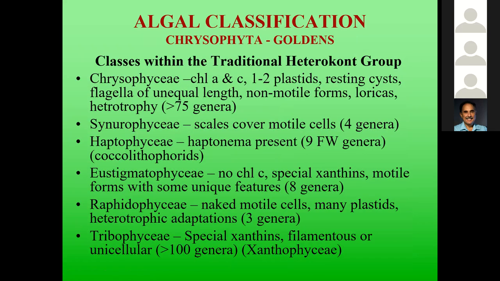All right, moving on to the other chrysophytes, there's a bunch of classes within what they call the traditional Heterokont group. Heterokont is Greek for different oars. So they have flagella of two different lengths usually. They could have no flagella, they might have more than two, but they're not the same length. Of course, it's somehow hard to stretch them out and measure them exactly, but usually it's evident. They have chlorophyll a and c, usually only one or two plastids, that's another name for chromatophore. They make resting cysts, which are sometimes distinctive.